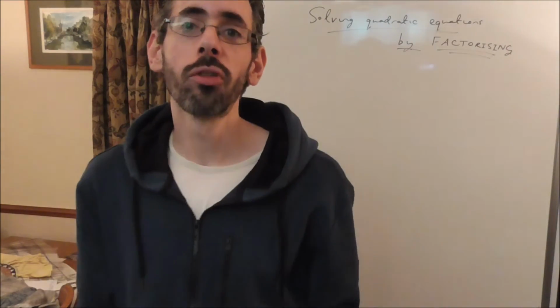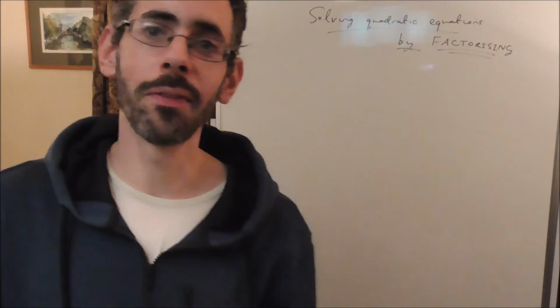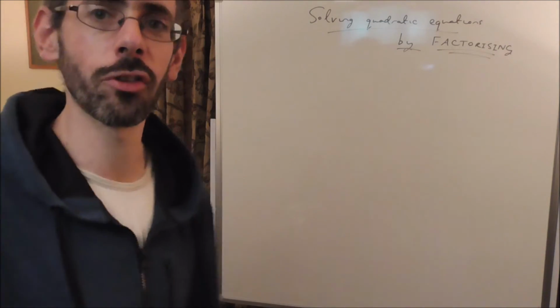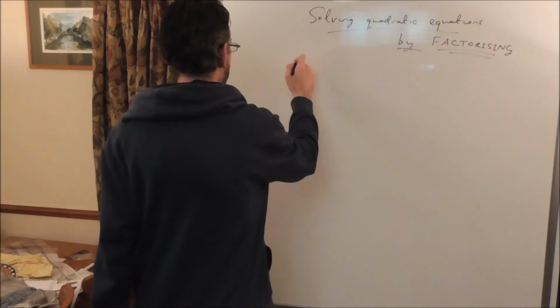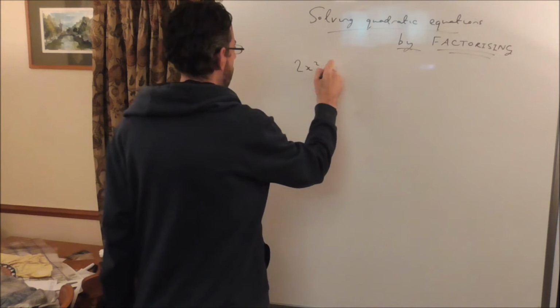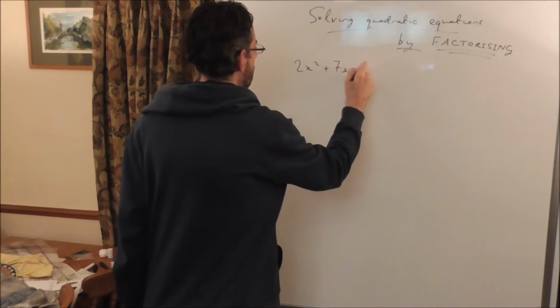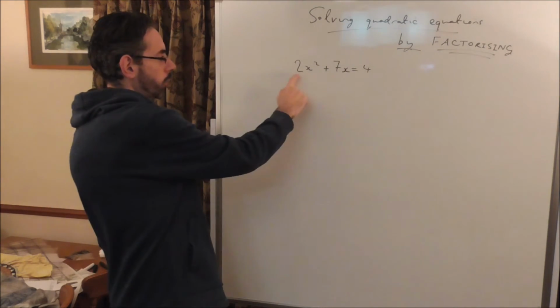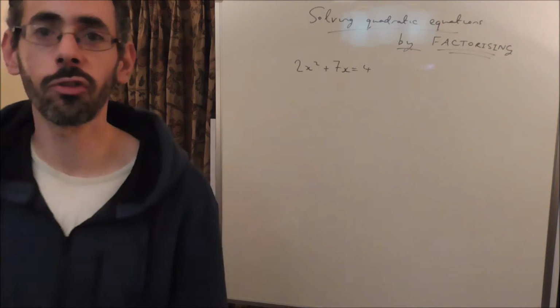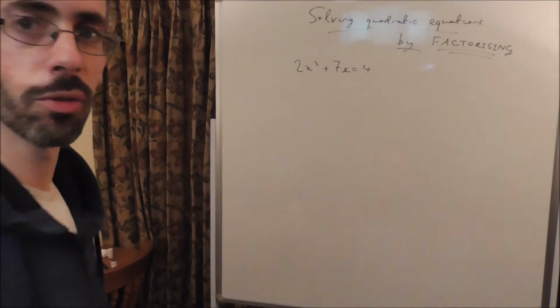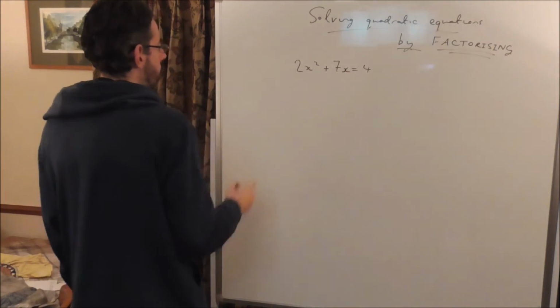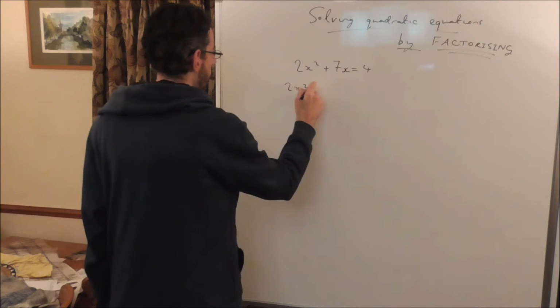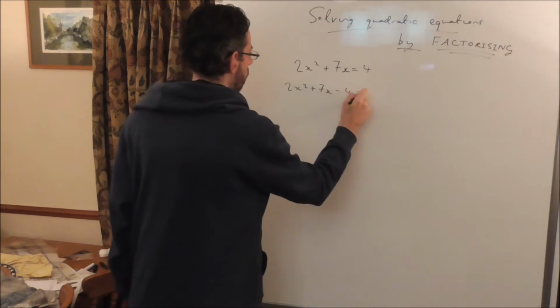Right, I'm now going to do 3 slightly harder examples. In the next 3 equations there's going to be a number in front of x squared, which makes it slightly harder, but not that different. So 2x squared plus 7x equals 4. So notice we've got a number in front of x squared now. First step though is same as before, you have to get 0 on one side. So you can take away 4 from both sides. So 2x squared plus 7x minus 4 equals 0.